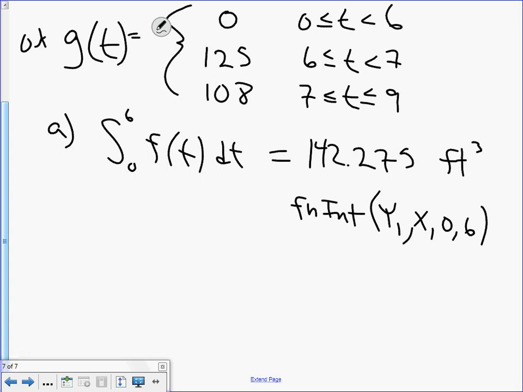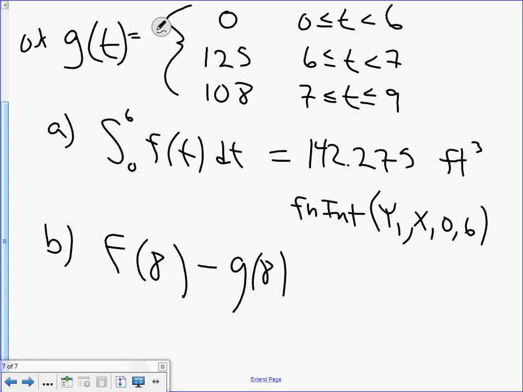Now, here's the thing. When you want to get rate in minus rate out at time equals 8, what are we plugging 8 into? So, f of t minus g of t. It'll be f of 8. That's the rate in at 8. But now what am I going to do for g of 8? 108. Okay, so you have to look at the piecewise function. At time 8, the rate out is 108.